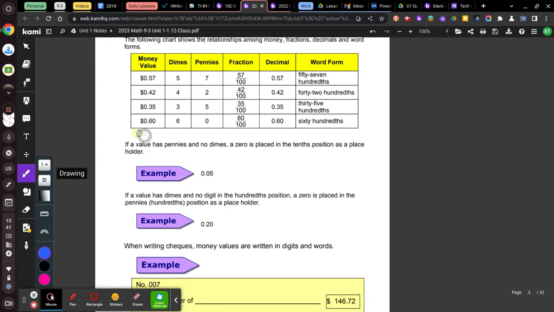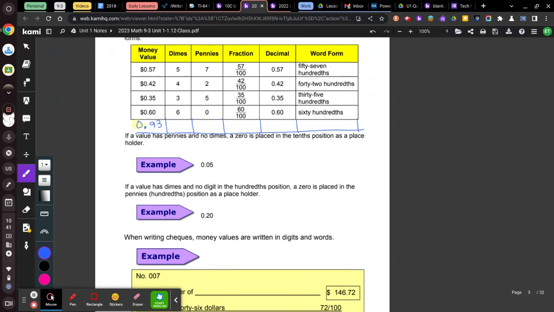What if I had 0.93? What would I have for each of those? Where would I put those numbers? So how many dimes would I have if I had 0.93? How many dimes would I have? 9. So I've got 0.93 on the bottom.